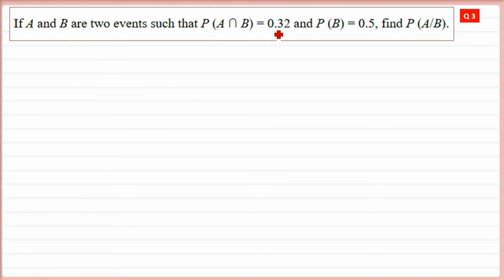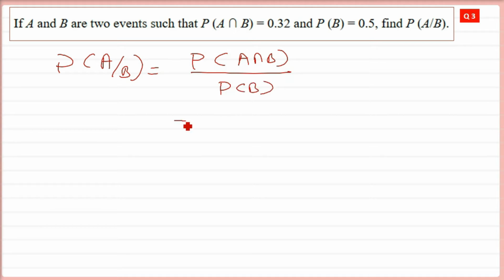A intersection B is given for two events as 0.32, P(B) is given as 0.5, and P(A by B) has to be found out. So A's probability when event B is known or has already happened will be what? A and B intersection. It can be A intersection B, it can be B intersection A, actually both are the same, and P(B) will come in the denominator. So the intersection is given 0.32, P(B) is already given 0.5. You can write it as 32 by 50 and the final answer will come as 0.64.